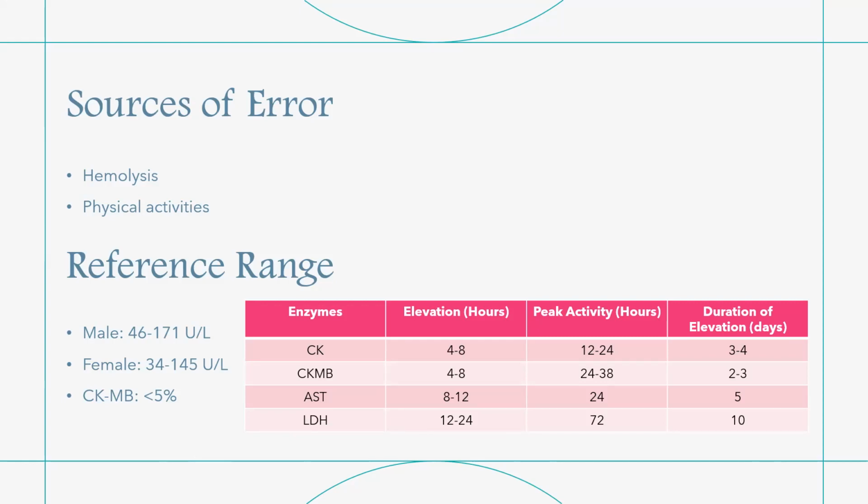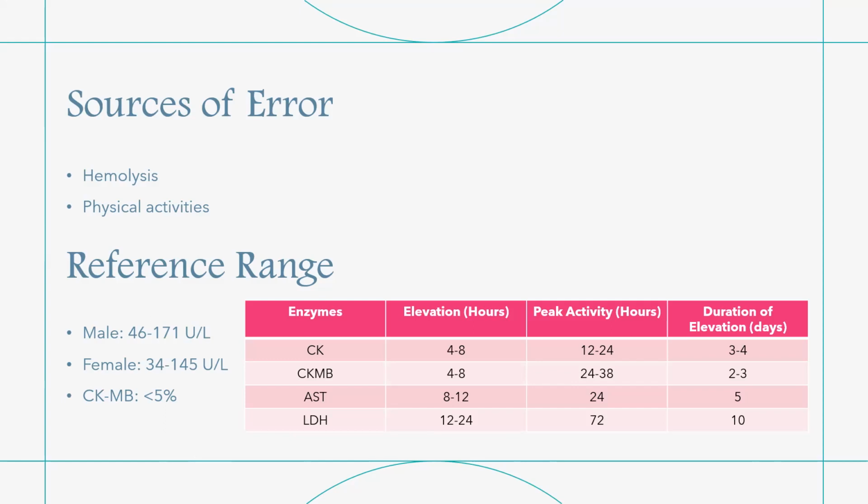So what are the sources of error in creatine kinase determination? Number one, we have hemolysis. Number two, physical activity, since strenuous exercise could affect the level of creatine kinase. Now, what is the reference range? For male, 46 to 171, for female, 34 to 145, and for CK-MB, one of the isoenzymes of CK, less than 5%.